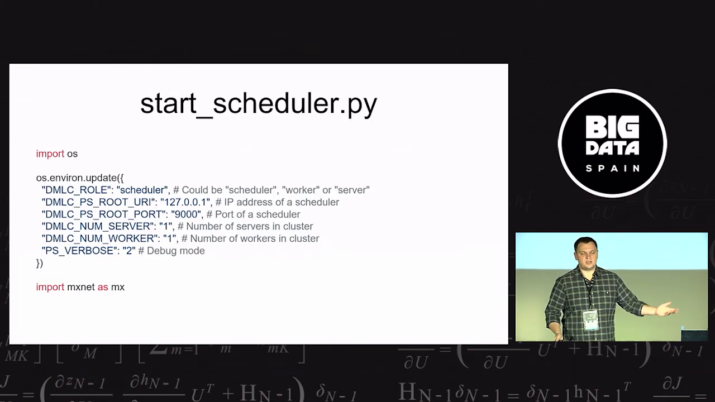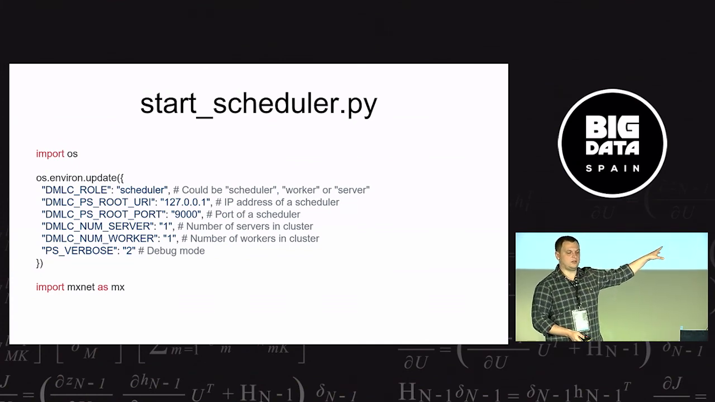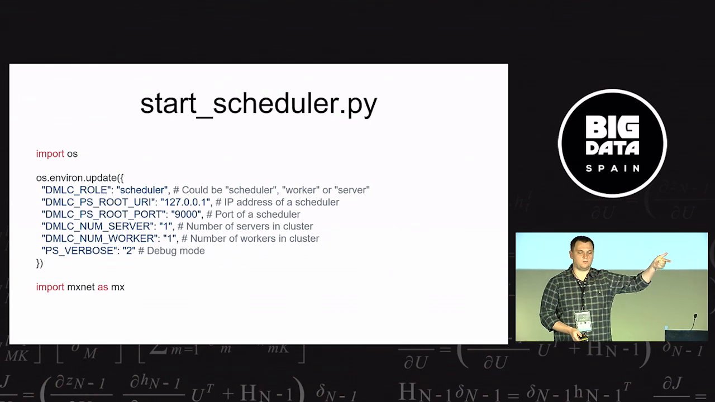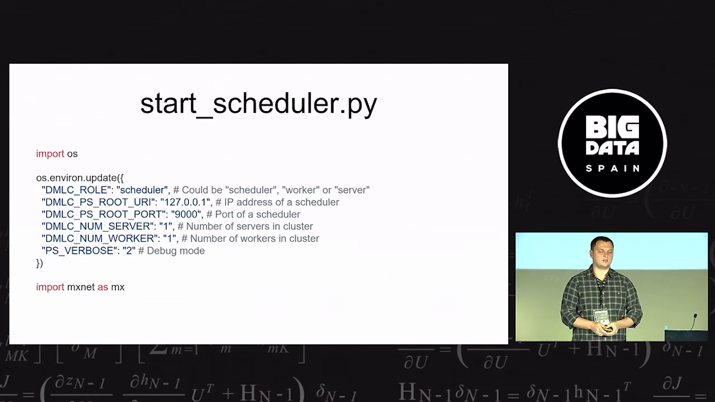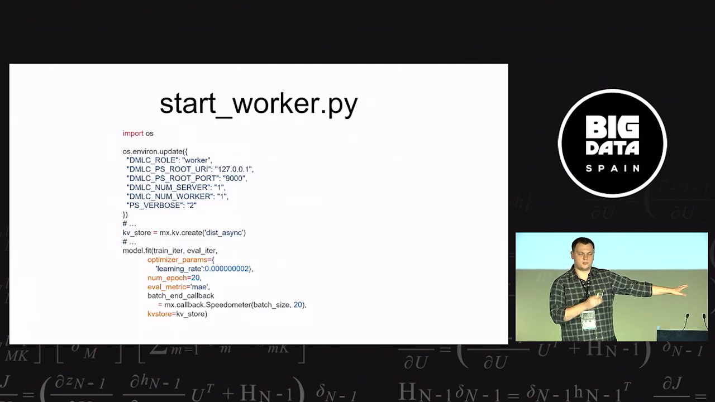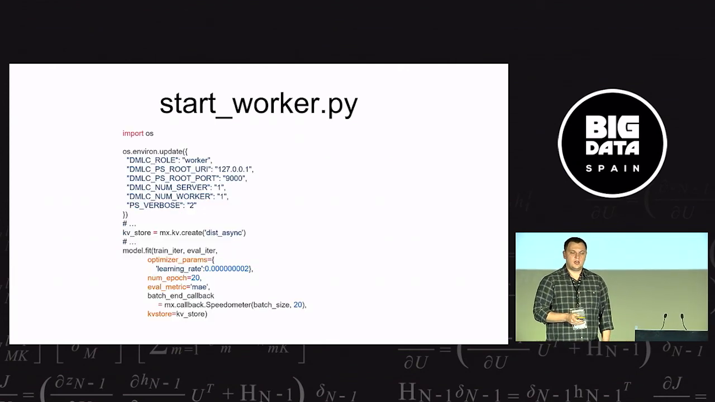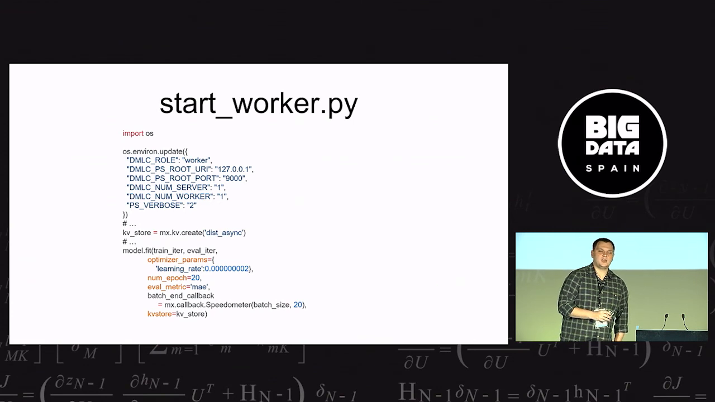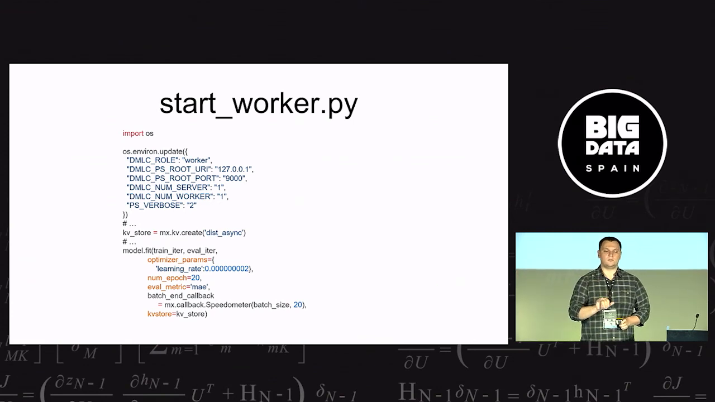Start scheduler is simple. We already discussed what each of these settings actually means. It has the logical type scheduler, port, IP address, and information about the cluster. This is the server. Absolutely the same, except the role is server here. Everything else is the same. So scheduler and server are simple. We just started these two logical entities, now the actual worker. The source code inside of the worker is again just a copy-paste from the linear regression tutorial, just to show the simplicity, with only two changes.